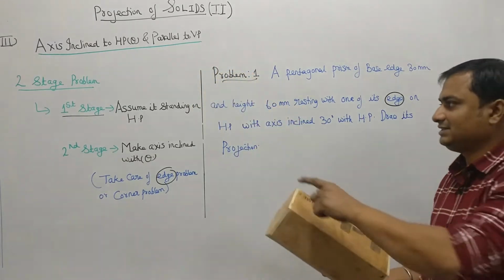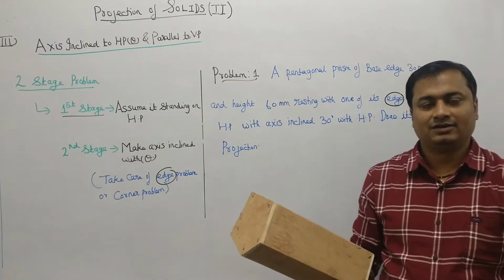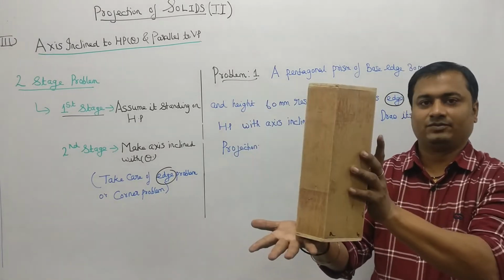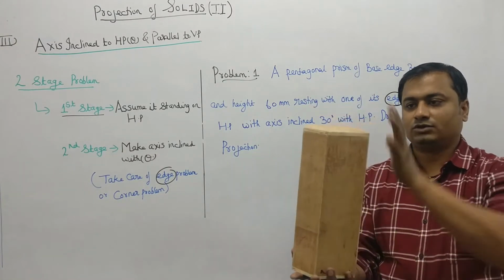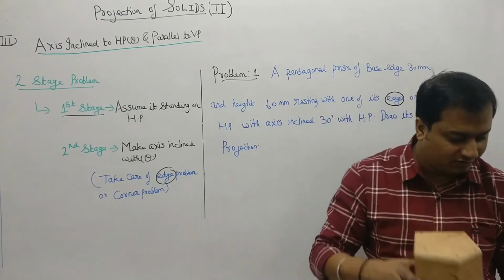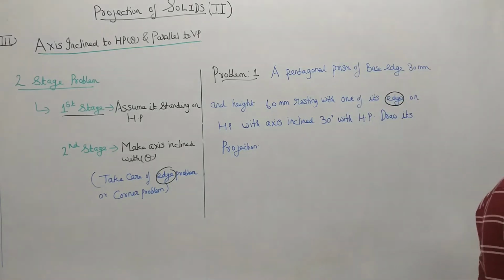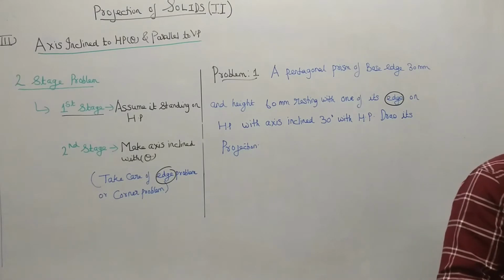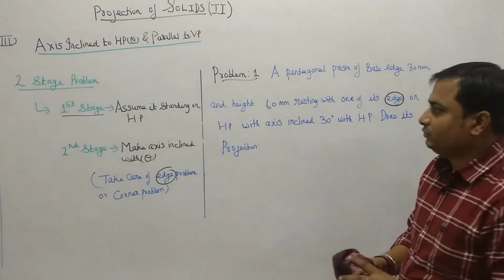Okay, so the first stage says to assume it standing. So first we assumed it standing. So first we have to draw the top view and front view. Then at a later stage I will be making it inclined. Okay, so now I will be coming to the solution of the problem. So I will be deleting this problem.